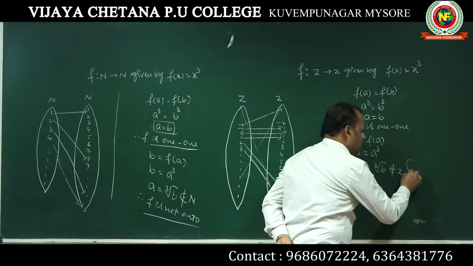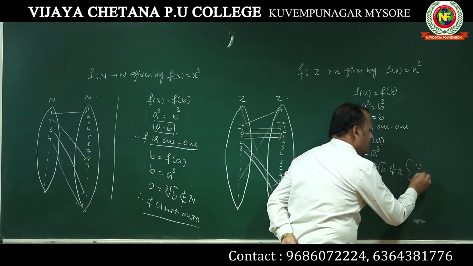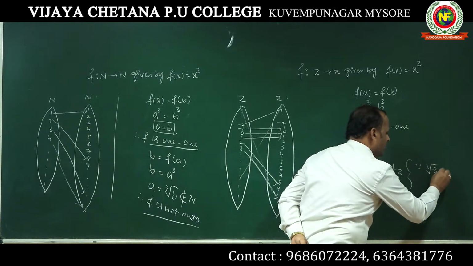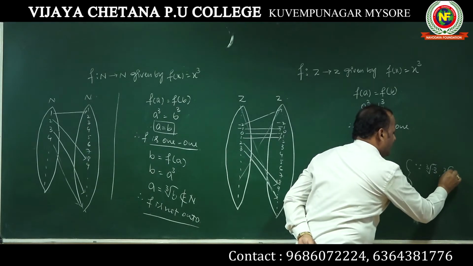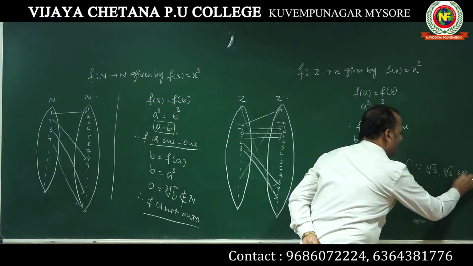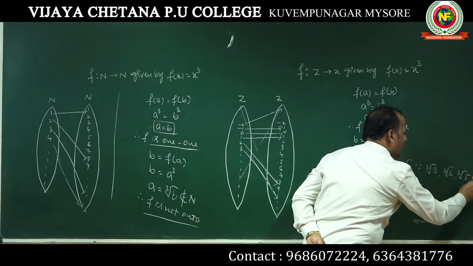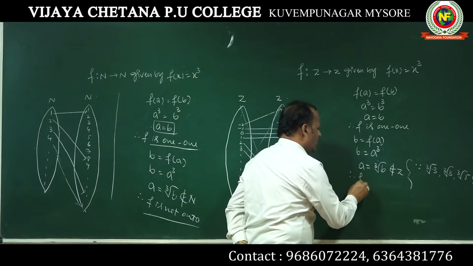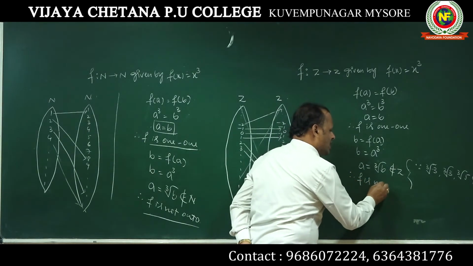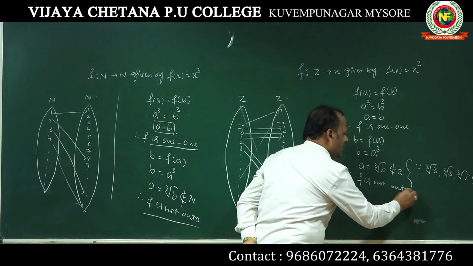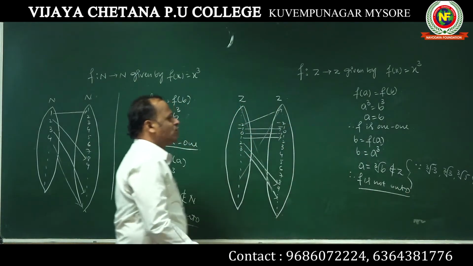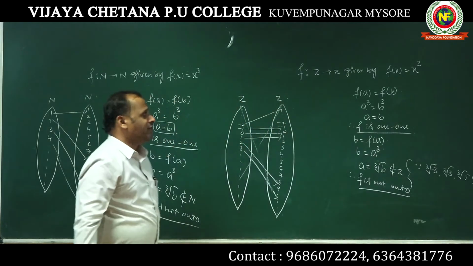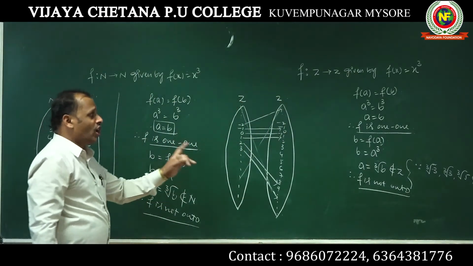If you want, look, I will write a few examples. Because cube root of minus 3, cube root of 3, cube root of 5, they are all not belonging to Z. Therefore f is not onto. F is 1-1 but not onto. The given function is 1-1, but not onto.